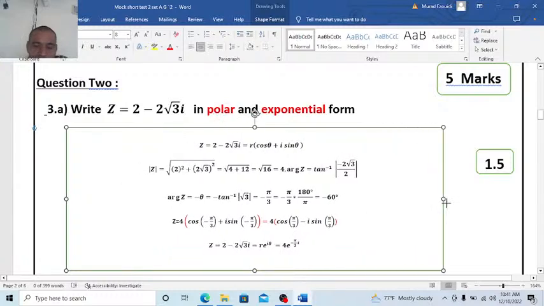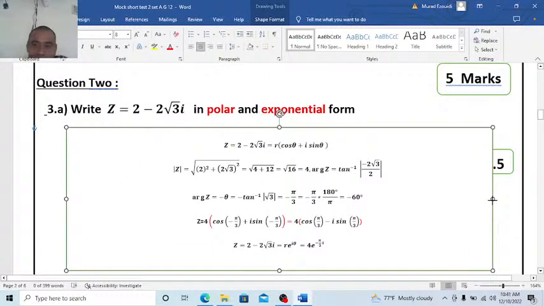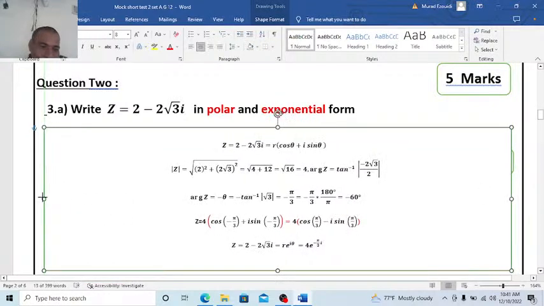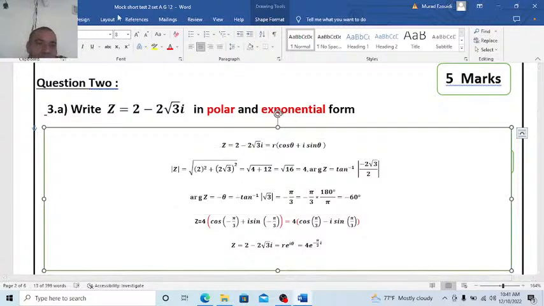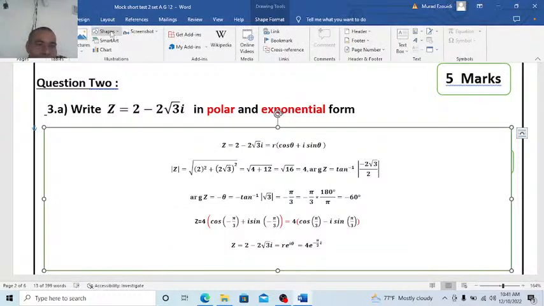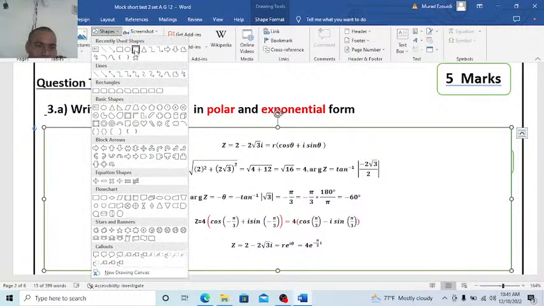Now learners, now at least you know how you can write a complex number in terms of polar or exponential form. Here the question: why is theta negative? Simply because this complex number is in the fourth quadrant. I will just try to insert a shape if it is possible.